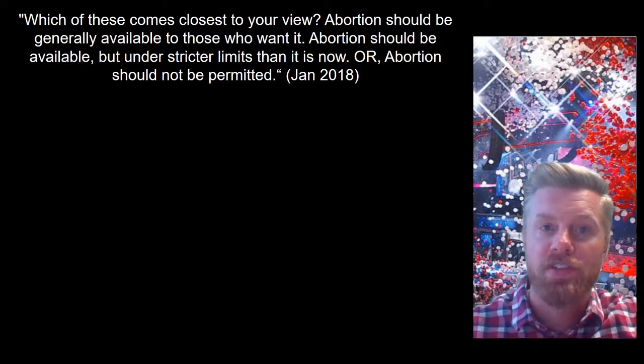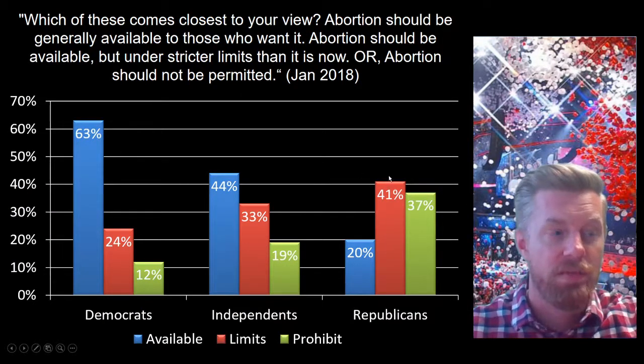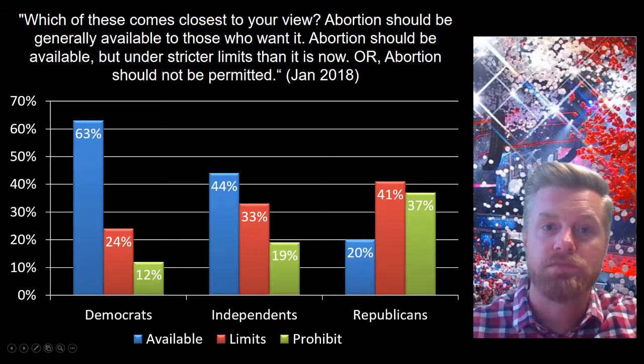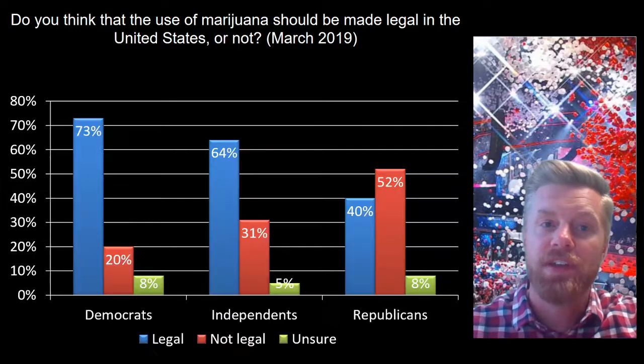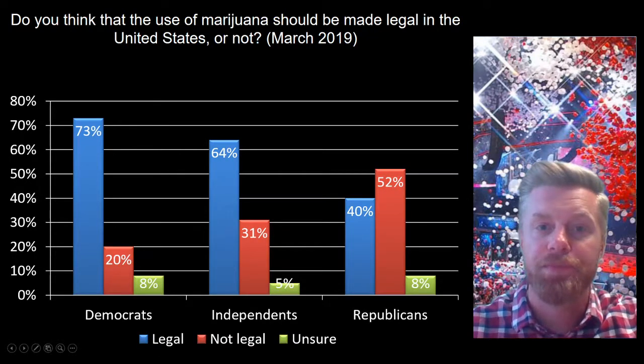If you picked that first option, that abortion should be generally available to those who want it, put a tally under Democrat. If you picked either of the second options, put a tally under Republican, that there should be stricter limits or not permitted. Do you think that the use of marijuana should be made legal in the United States or not? If you support legalization, put a tally under Democrat. If not, put a tally under Republican.